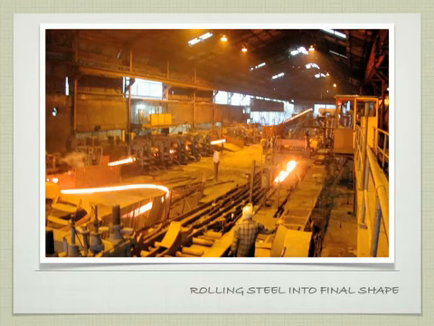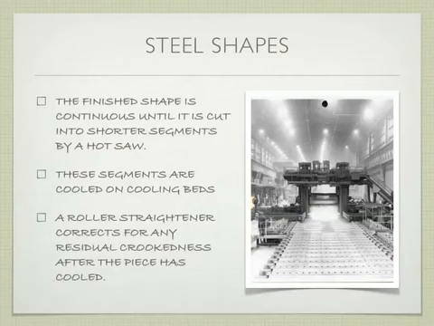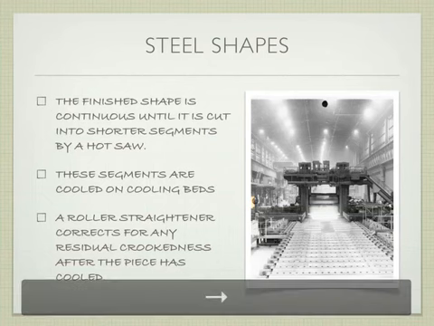Another example of a factory, you can see a lot of the production happening by the stripes of color, right? And so those are various examples of kind of getting this process through, right? The finished shape is continuous until it's cut into shorter segments by what's called a hot saw, right? And the reason it's called a hot saw is the steel's still hot when it's cut. Okay? The segments then go on to a cooling bed where they're going to cool down in a controlled environment, right? And then eventually a straightener might go along and correct for any kind of crookedness or something that might have happened during the cooling process, right? To keep them nice and consistent, right?